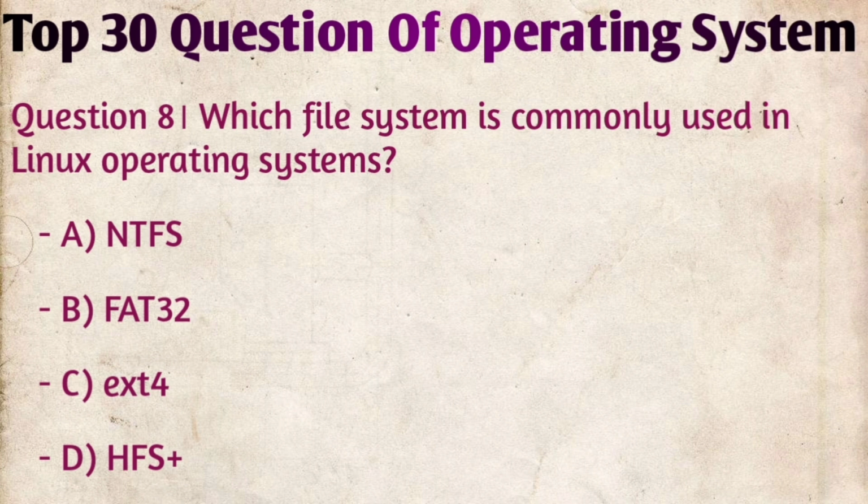Question 8. Which file system is commonly used in Linux operating systems? A. NTFS. B. FAT32. C. EXT4. D. HFS+. So the answer is C. EXT4. So we are moved towards our next question.